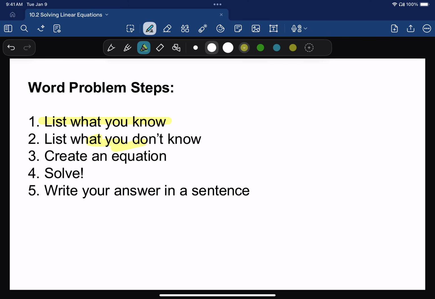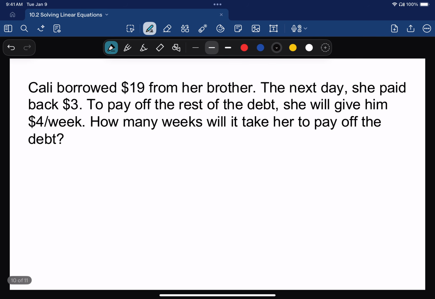List what you don't know. What are you looking for? And then create an equation and then solve it and write your answer in a sentence. This is key. When we have a word problem, I want to see your answers in a sentence. Okay, in order to get full marks.